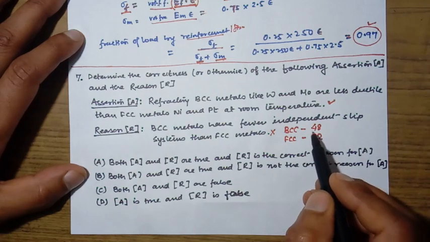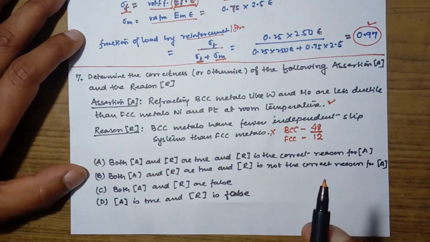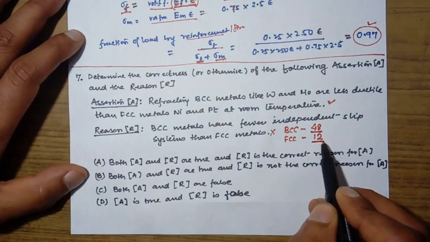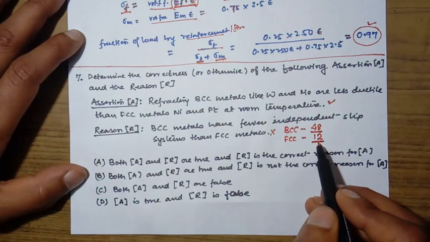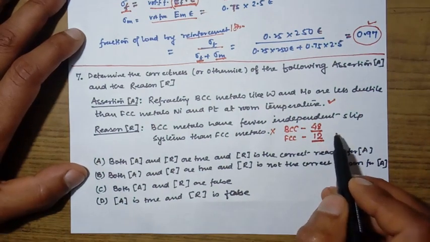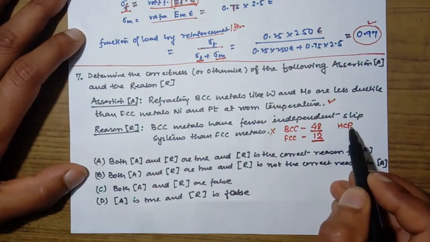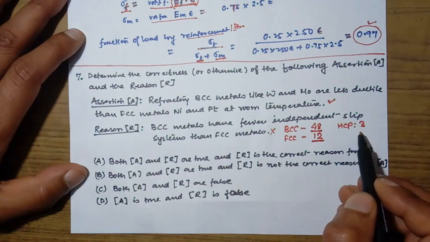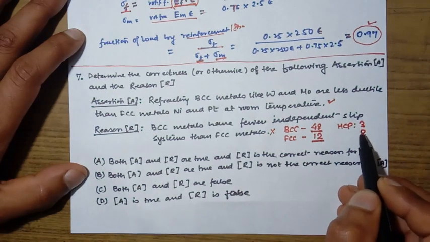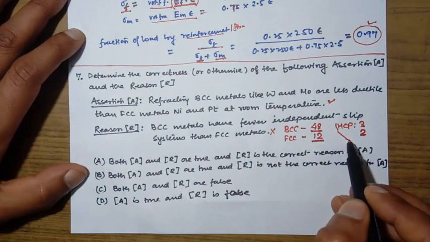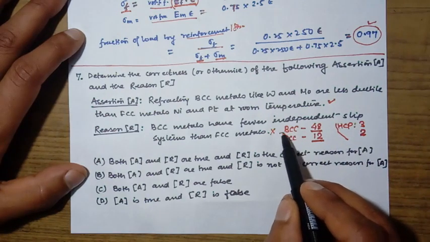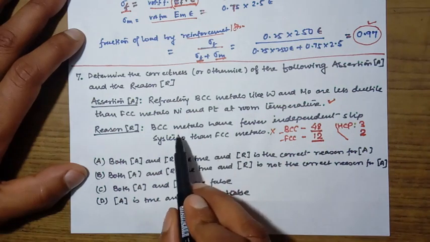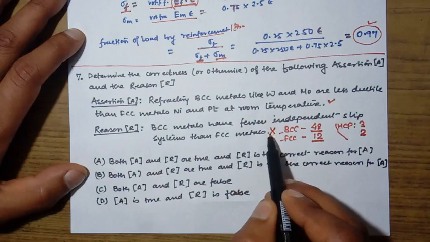If you see in the case of FCC also, the total number of 12 slip systems are the independent slip systems only. But in the case of HCP, we have got 3 slip systems, but independent slip systems we have got only 2. So in the case of HCP there is some anomaly. Otherwise in the case of BCC and FCC, the independent slip systems are the total number of slip systems. So this statement is wrong actually. So the correct reason is something else.